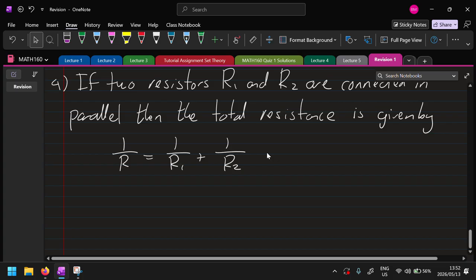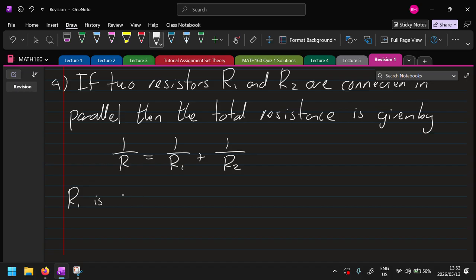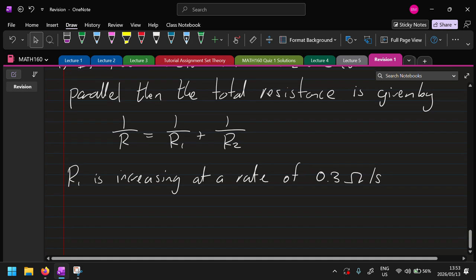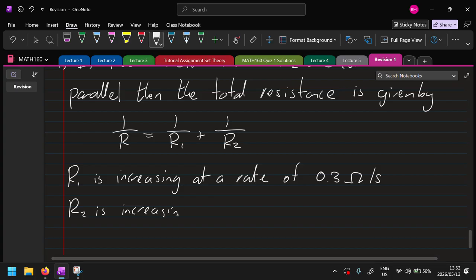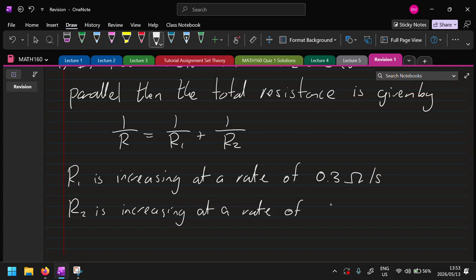Okay, so we've got that. And we know a few things. So R1 is increasing at a rate of 0.3 ohms per second. The units you need to know, right? Ohms, you have to know what that is. Okay, R2 is increasing at a rate of 0.2 ohms per second.